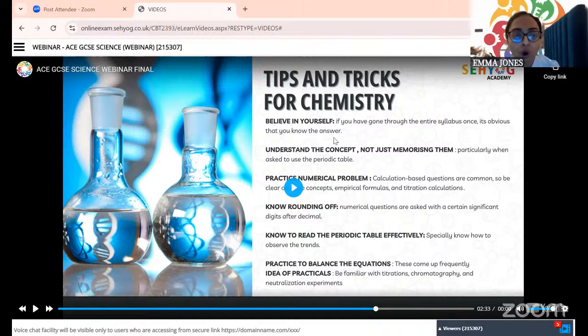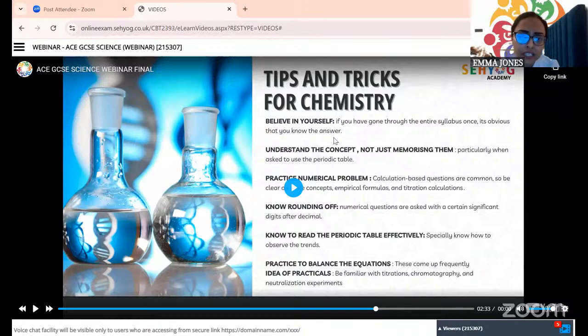They give you all the information there. They are just checking your concept, like how sharp a student has to be to write the answer. So the next point is on that only: understand the concept, not just memorizing them. You cannot just memorize everything and go for the exams. The answers are based on your concept.